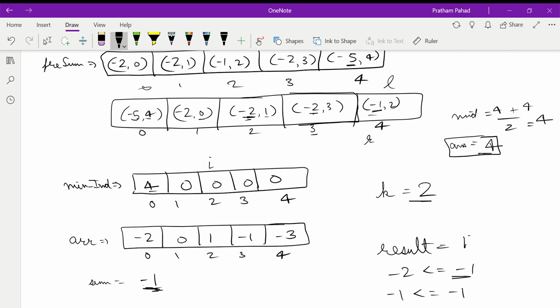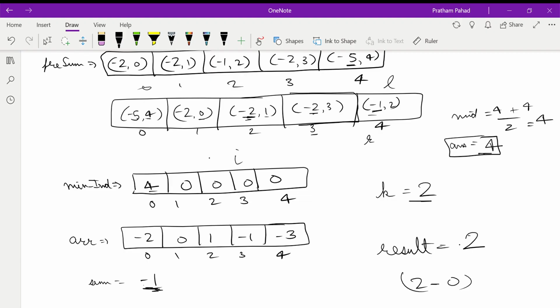Now how will we calculate the result? Max of 1 comma, your i was here, 2, minus minimum index of your 4, which is 0 only. So this is your answer now. Max of 1 comma 2, your answer is 2. Got it?